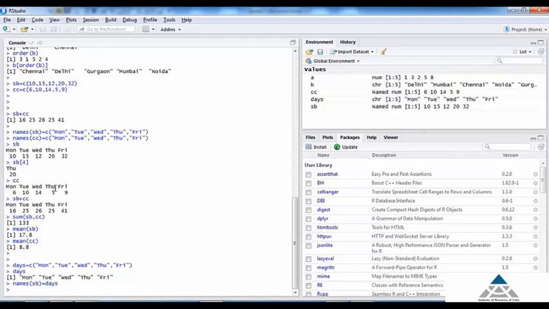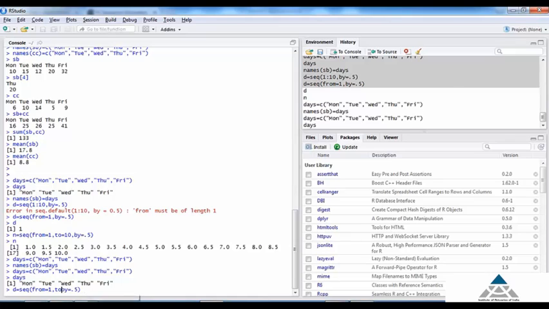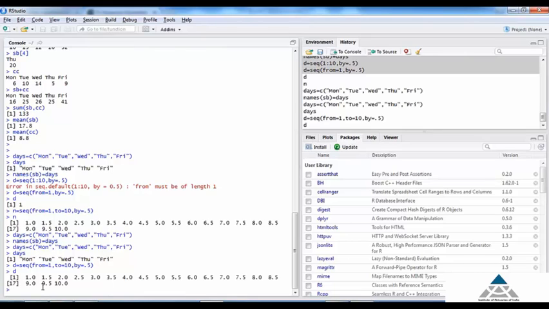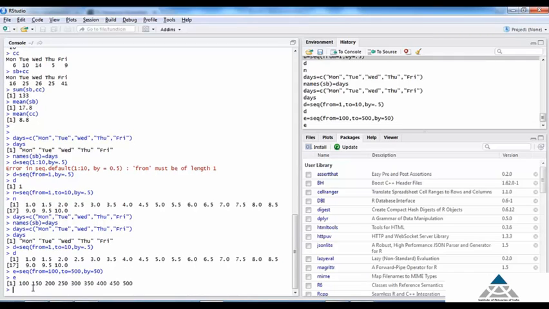There is another way to create a vector. For that we write D is equal to seq, from equal to 1, to equal to 10 and by equal to 0.5. Now when we execute D, we get all these elements from 1 to 10 which are increasing by 0.5. We can give any such sequence and tell R the step size we want so that we get the desired outcome. We can see that vector E has all the values from 100 to 500 which are increasing at steps of 50. This is how we create vectors and handle them through various functions. This is it for this video. Thank you.